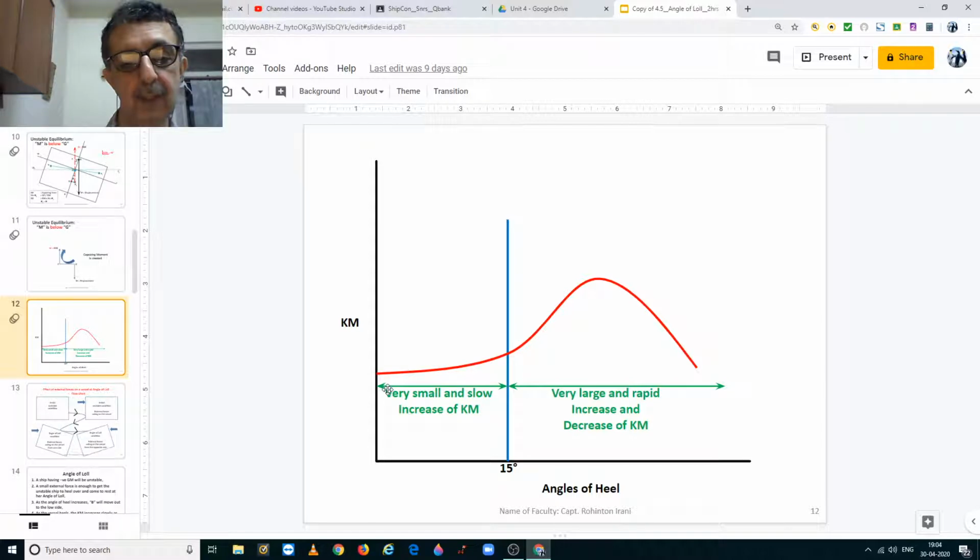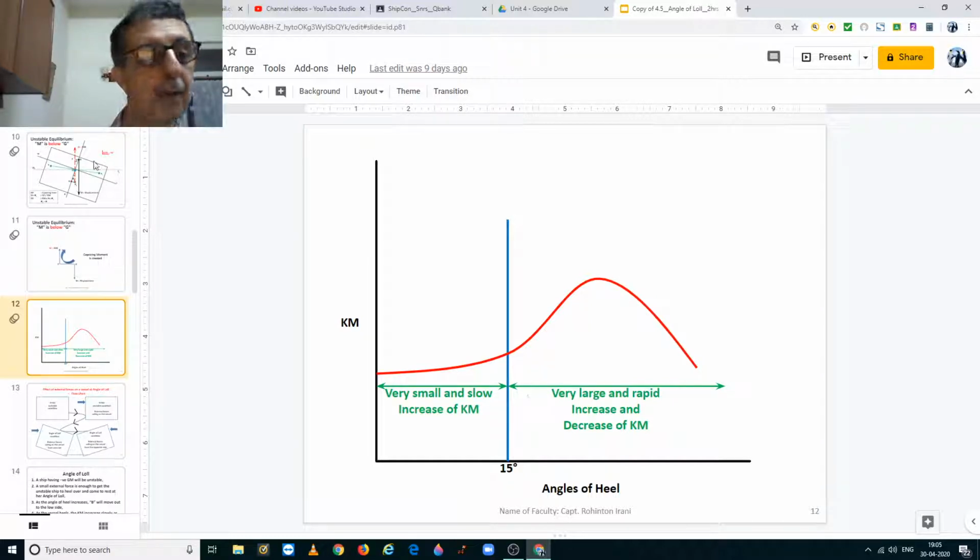Now, as we saw in an earlier lesson, on the y-axis we have the KM, and on the x-axis we have angles of heel. Until 15 degrees of heel, the increase of KM is very small and very gradual. Thus it can be considered to be constant. After this 15 degrees, it increases rapidly to a certain point and then continues to fall rapidly.